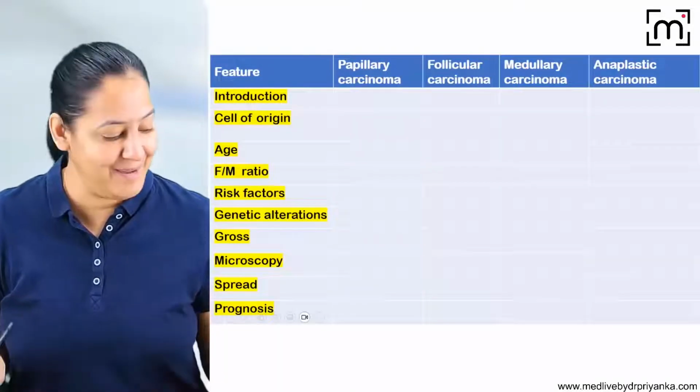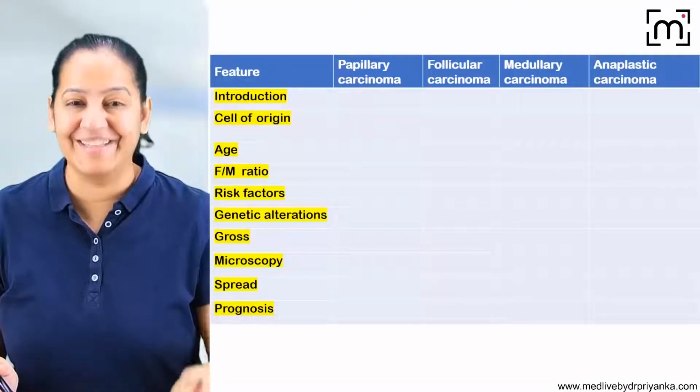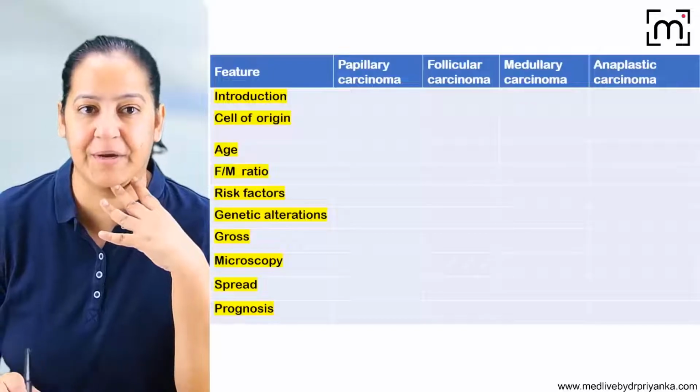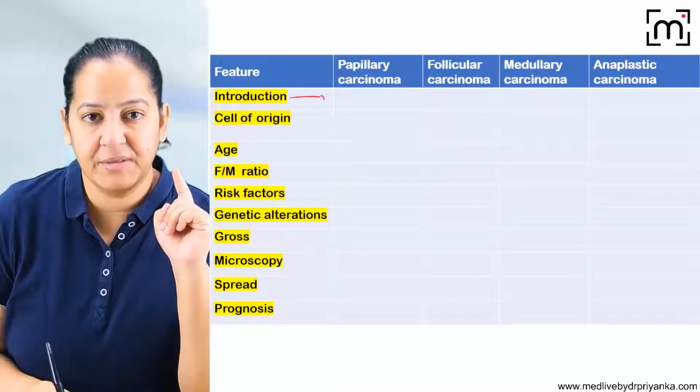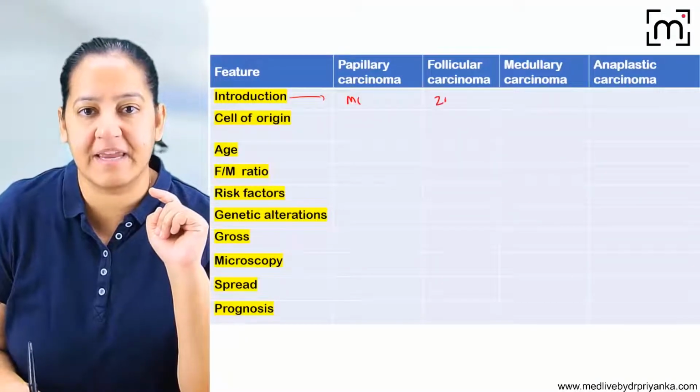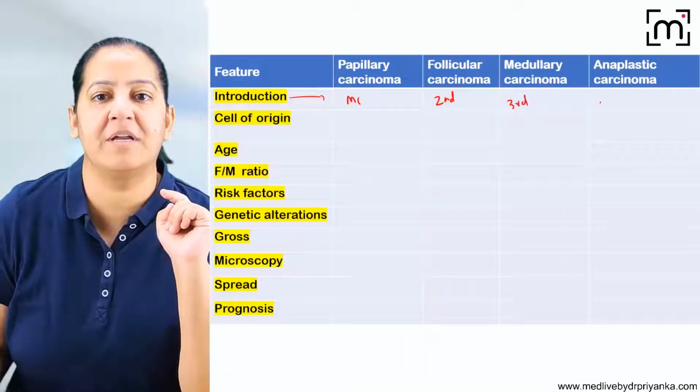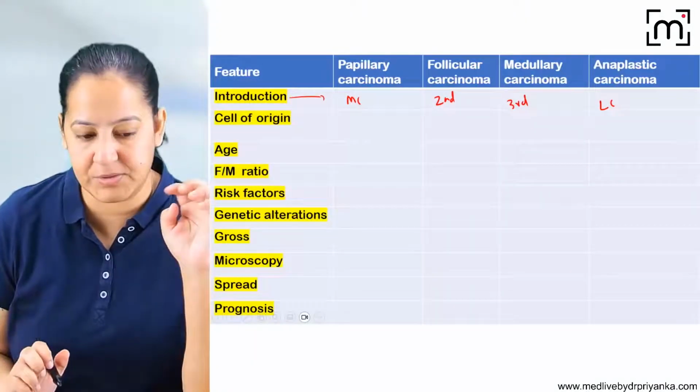So we are done with the 4 types. Can we compare the 4 quickly? The 4 types of the thyroid tumor. So introduction: this is the most common type, this is the second most common type, this is the third most common type, this is the least common type. You know percentage wise also.